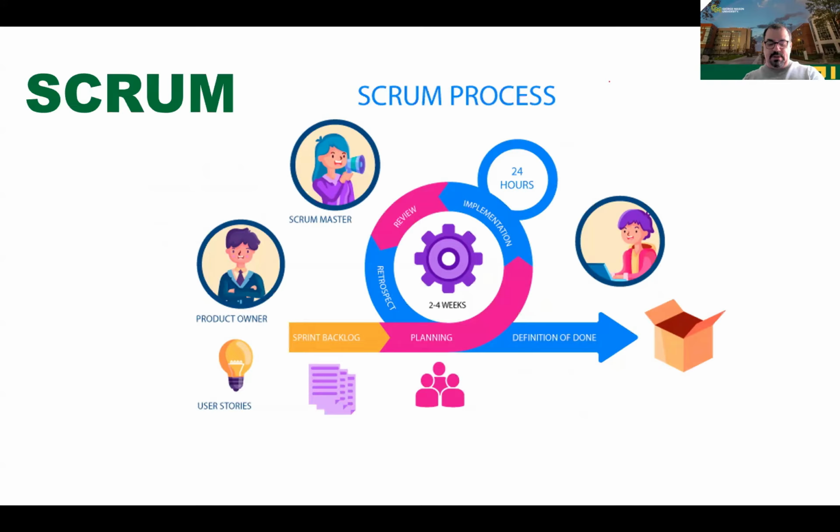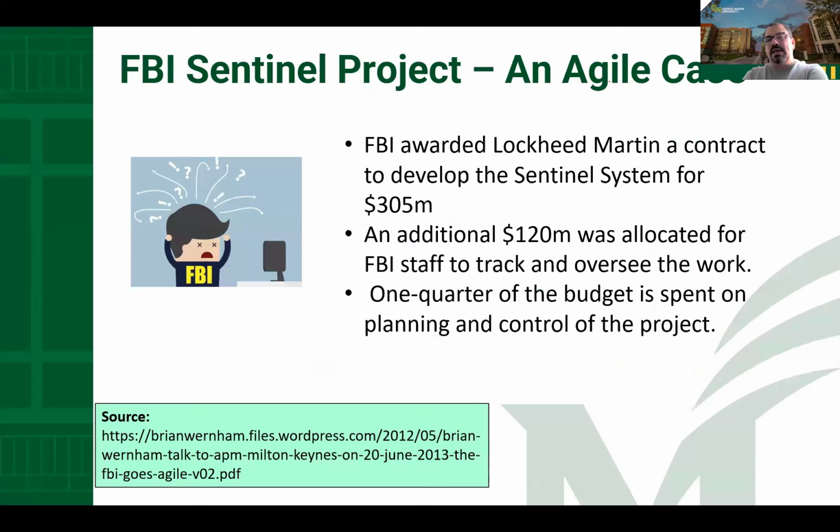A lot of time when you think about Scrum, you'll see this picture and say, "Oh, it's a Scrum. Nice. Good." However, Scrum is a little more than that, okay? So, to understand how the Scrum become important, you need to understand this project, the FBI Sentinel project. What happened that time is the Lockheed Martin received a contract around 305 million dollars to develop a new system, the Sentinel system for FBI. However, after some months, one additional of 120 millions was allocated for FBI to track and oversee the work. And one quarter of the budget is spent on planning and control of the project.